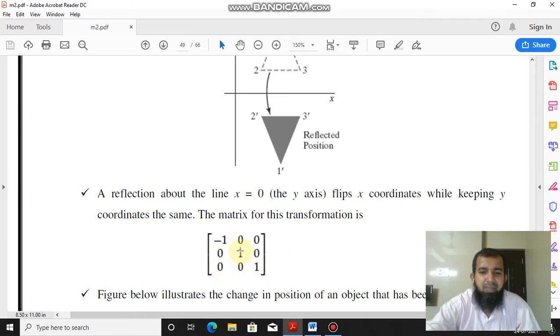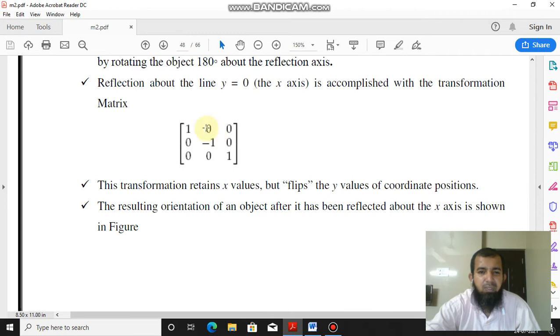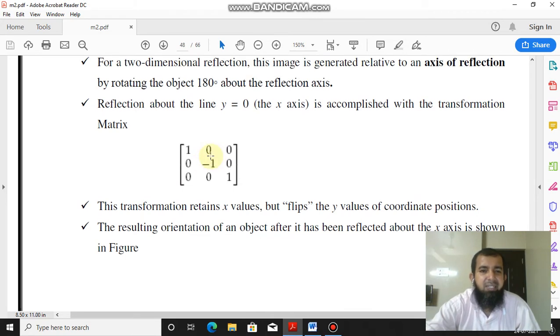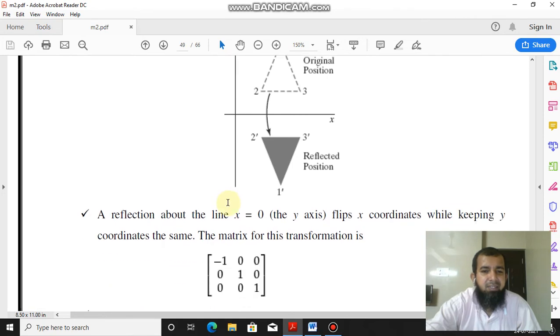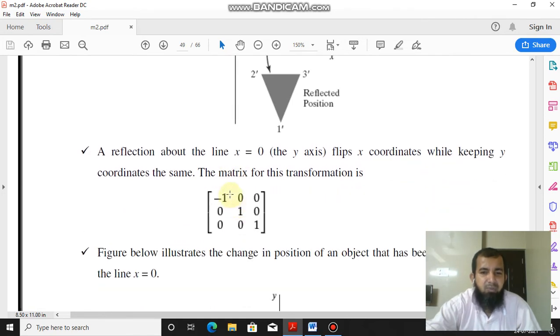This matrix and the previous matrix are both the same, only the sign is changed. For reflection about the x-axis, here it is -1. If it is reflection about the y-axis, here it is -1. Remaining all are the same.